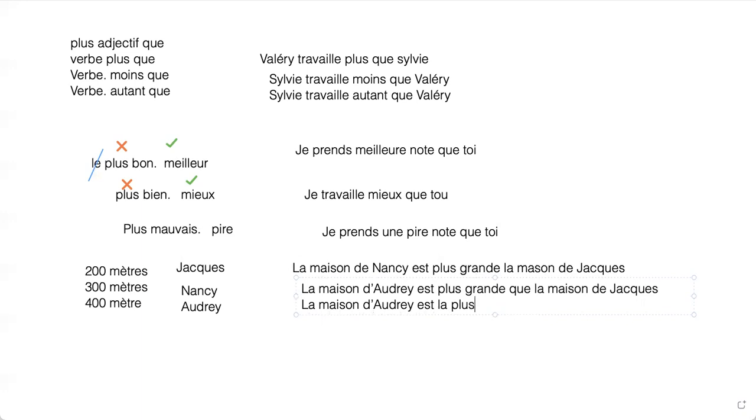La plus grande. So the only difference that you can see here. First of all, when you say biggest, you compare, but you don't compare two choses. This is the biggest one. It is superlative. So you don't have que after. And the other thing is that it depends on the gender that you are using. You need to add le, la. So here, la maison d'Audrey est la plus grande. The biggest, it is la plus grande.